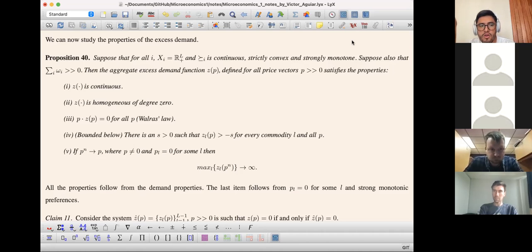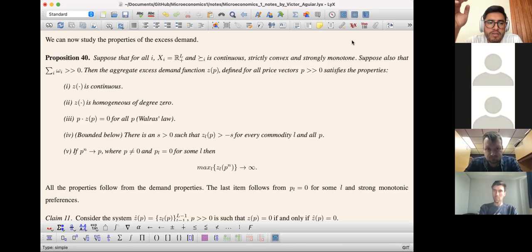And then the only two things to understand a little bit are these. Bounded below: there is a constant s, such that Z_l(p) is greater than that constant. So this is bounded below for every commodity l at any price. This is just telling you that, because prices are positive and things are desirable, you can never have too much excess supply, right? Essentially this is creating a bound s. The assumptions here create this bound, and we're not specifying exactly the bound, we just know it's finite.